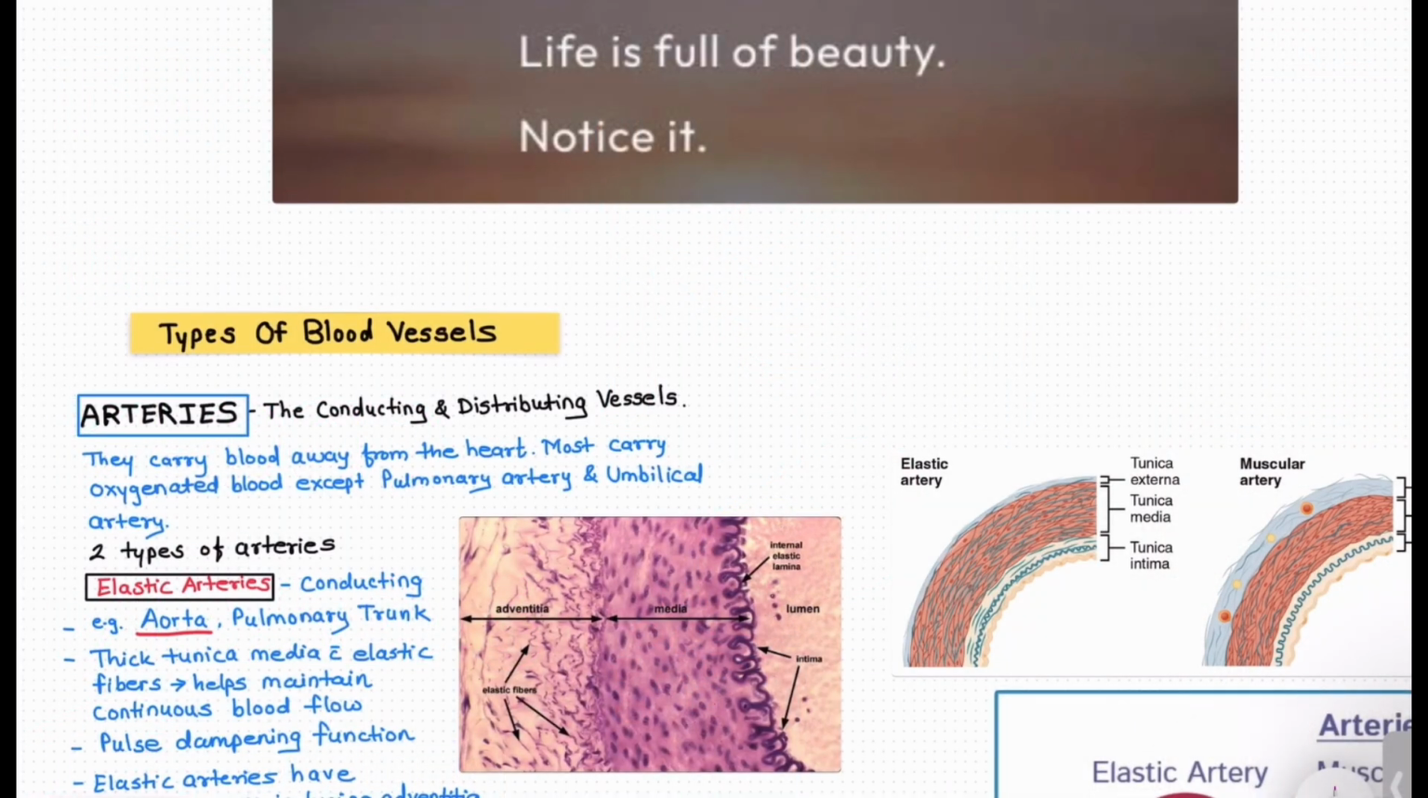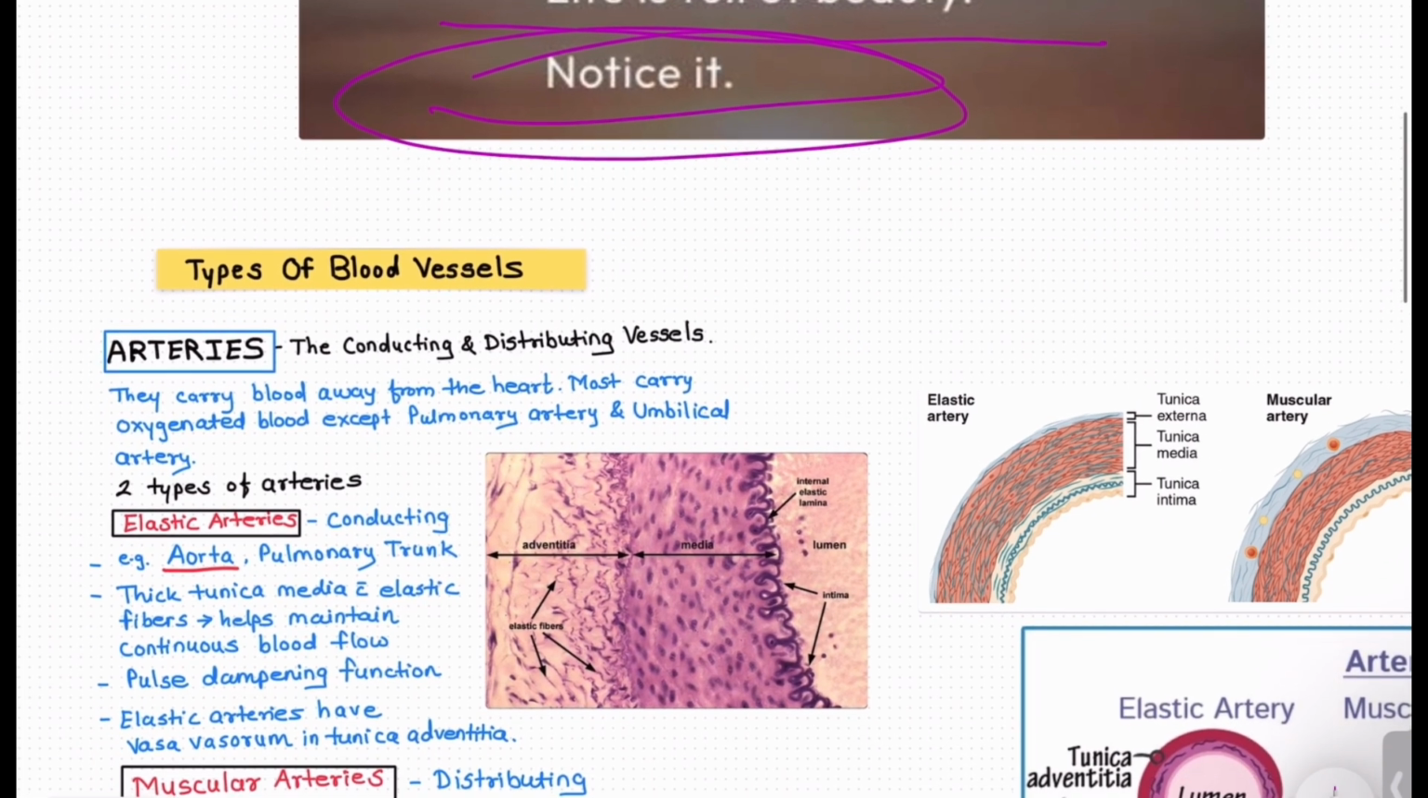Today we are going to learn about types of blood vessels. Before moving to types of blood vessels, let's see what is today's quote. It is: life is full of beauty, notice it. Okay. If you are creating your mindset as a positive, then you will see the beauty of life. Then let's move on to the types of blood vessels.